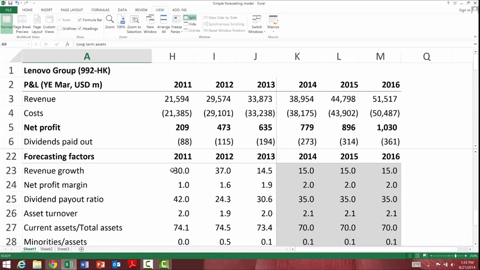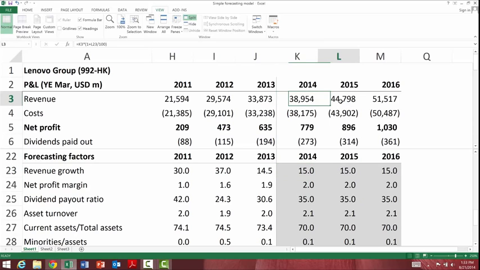First thing I've done is I've calculated the revenue growth over the last couple of years, and it's been 30, 37, and 14.5. What I've now done is said, let's say it's going to grow at 15% over the next 5 years. So, next 3 years. So therefore, all I have to do is take the amount that it was in the prior year times the 115 divided by 100. I like to divide by 100, so I keep a number in here like 1.5 rather than having to enter in 0.15.